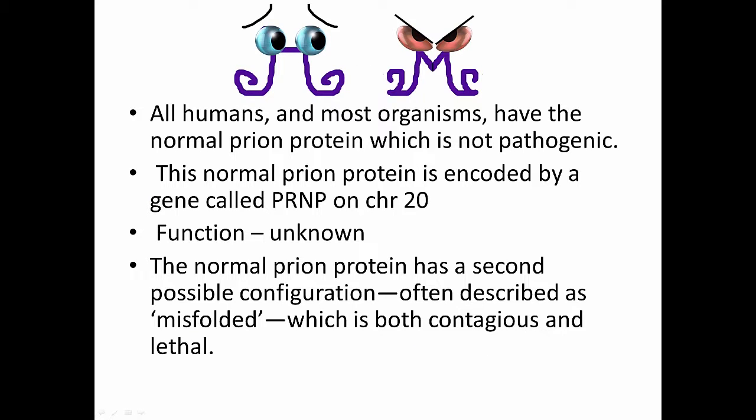All humans and most organisms have the normal prion protein, which does not cause disease. This normal prion protein is encoded by a gene called PRNP on chromosome 20. Its function is unknown. The normal prion protein has a second possible configuration, often described as misfolded, which is both contagious and lethal.